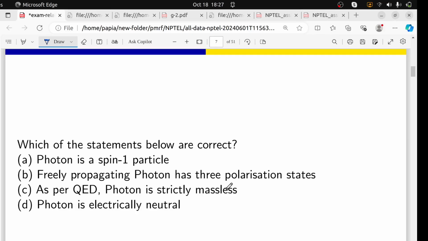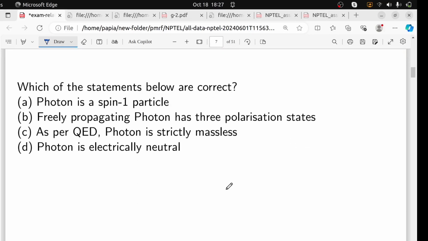Okay. So let's start the first question. Obviously, it is not coming from any previous year assignment question. That is simply a very simple methodological question, you can tell. So which of the statements below are correct? Why have I mentioned this type of question?